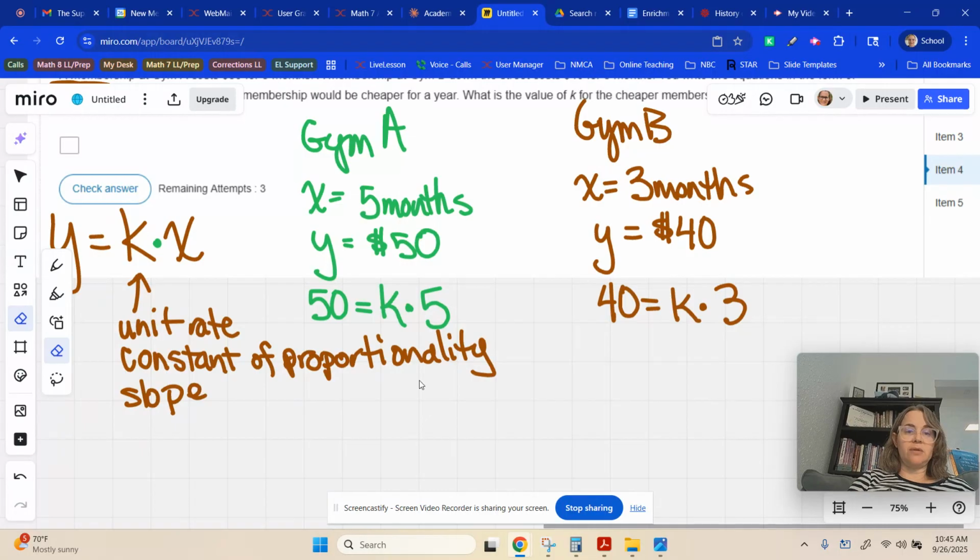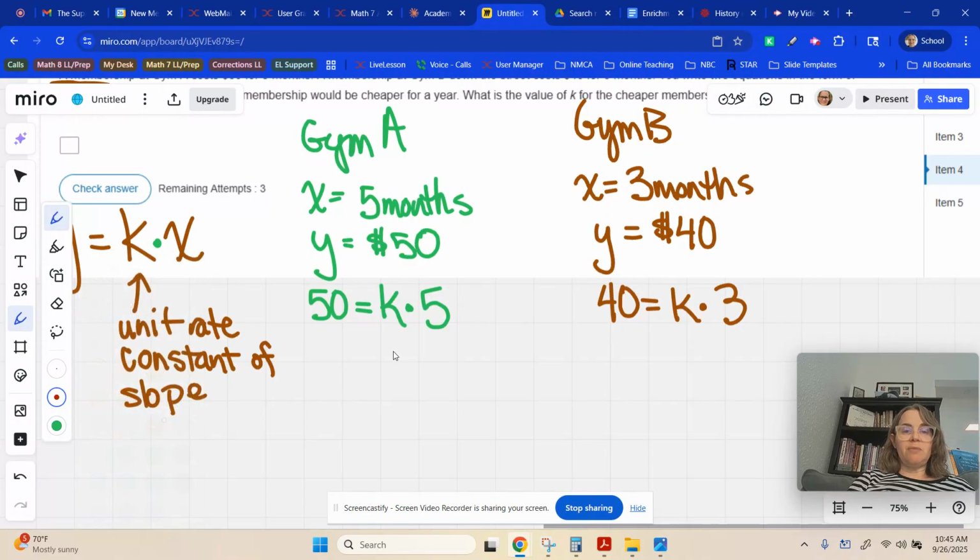But let me erase this so I have a little more room. You're going to have to remember that k is the constant of proportionality. And then we've got to remember a little something about solving equations. When we solve equations, we've got to keep the equation balanced by doing the same thing on both sides. Equations means equal. 50 equals the 5k. So if I want to get rid of this 5 by dividing, okay, I've got to do it on both sides.